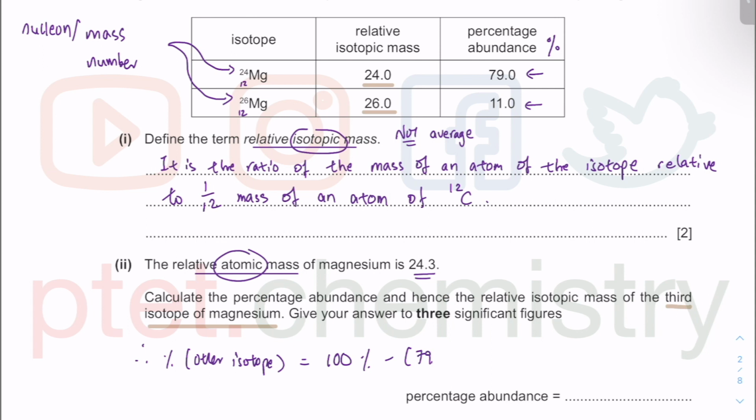So there's 79.0 plus 11.0. But I use a bracket because these are the total percentage that I have so far. So 79.0 plus 11.0, I get 90.0. That will give me 10.0%. Just to be consistent with the number of decimal places, the number of significant figures, I keep it to 1 decimal place there.